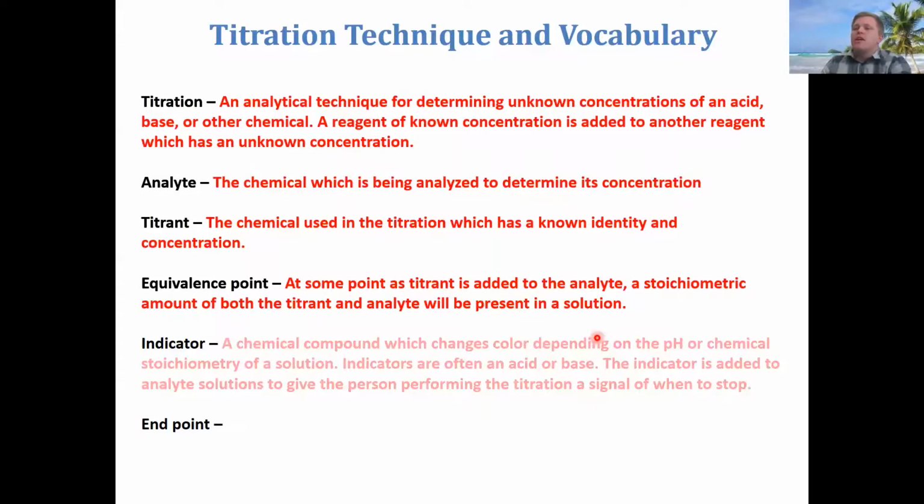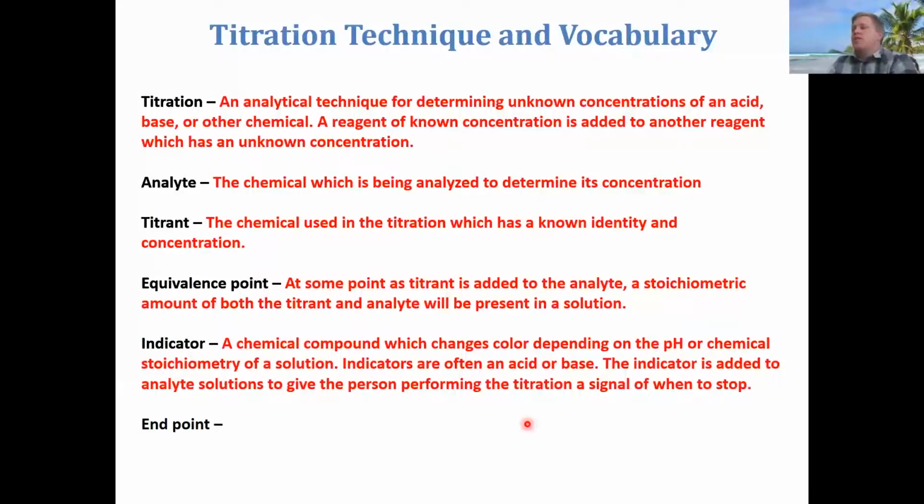The indicator is the chemical compound that changes color depending on the pH or chemical stoichiometry of a solution. So most of the time when we think of these types of experiments, we think we're always dealing with acids, but we have one experiment that we'll be going over where we're titrating for iodine concentration. And so in that case, we aren't using a pH indicator, but we're using a starch indicator. And there's various other titrations that you can do. You can titrate for metal concentration or for specific ions or aqueous species in your solutions.